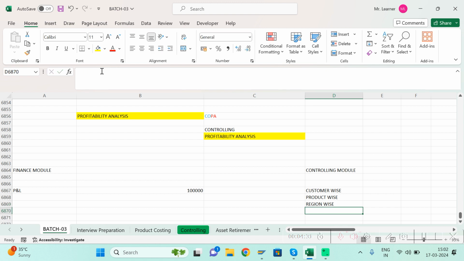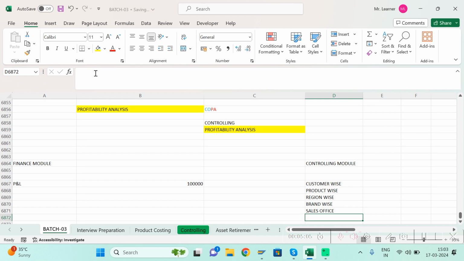How will you decide these characteristics? You have to discuss with the business. You have to ask them at what level, by what characteristics, they want to analyze their profit: customer-wise, product-wise, region-wise, brand-wise. Sales-office-wise, you may want to know which sales office is giving more profit.